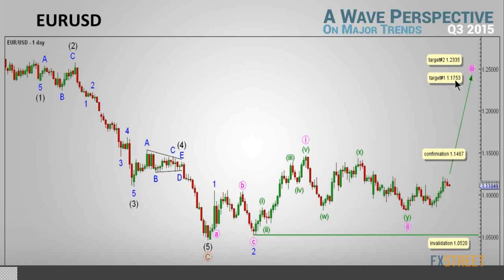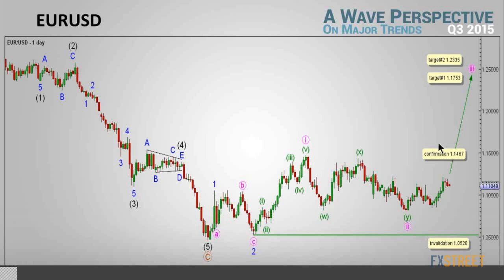The first target is at 1.1753, as at that level wave 3 pink will reach equality with wave 1 pink, and the second target is at 1.2335, as at that level wave 3 pink will reach 1.618 the length of wave 1 pink. This count would be discarded and invalidated by movement below 1.0520, as wave 2 pink may not retrace more than 100% the length of wave 1 pink.